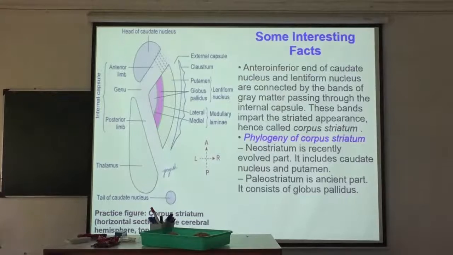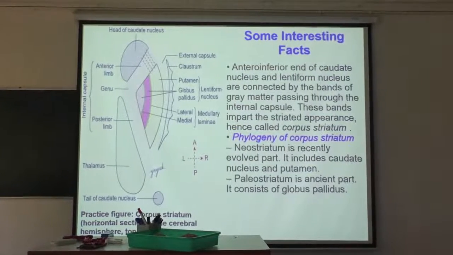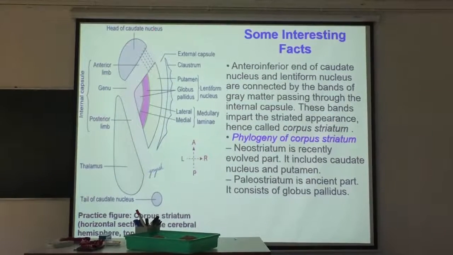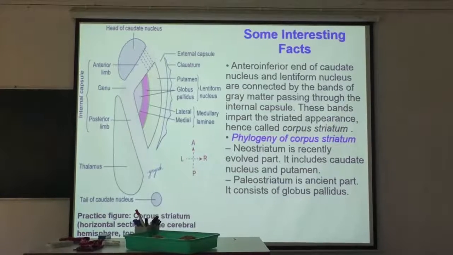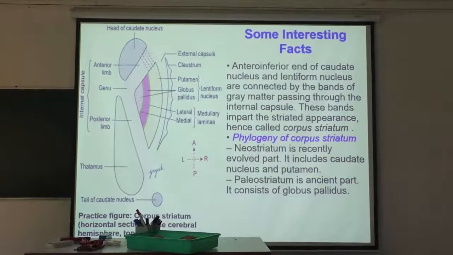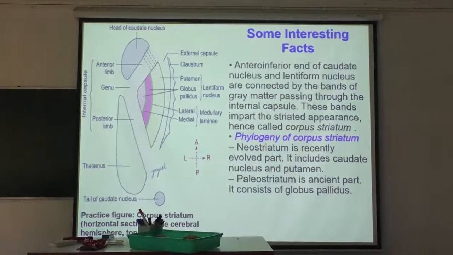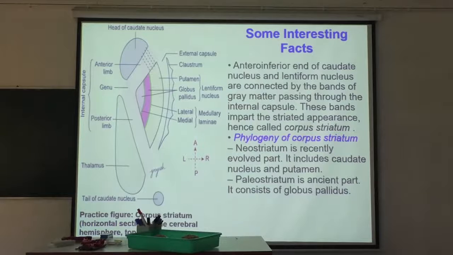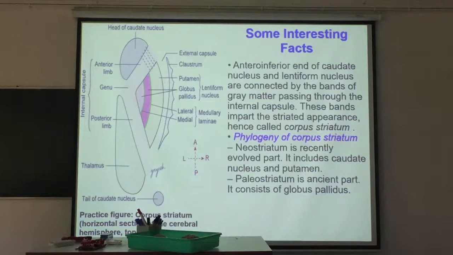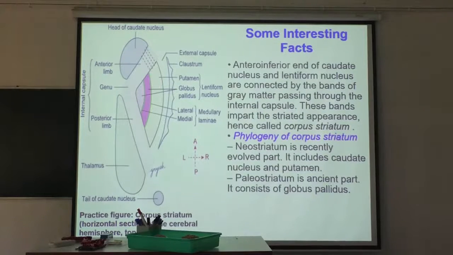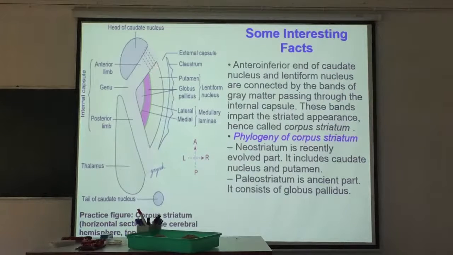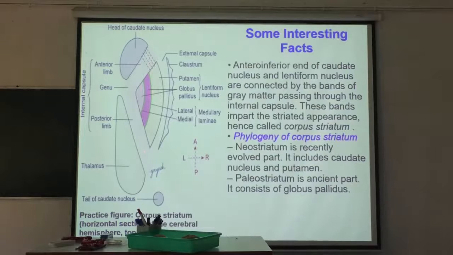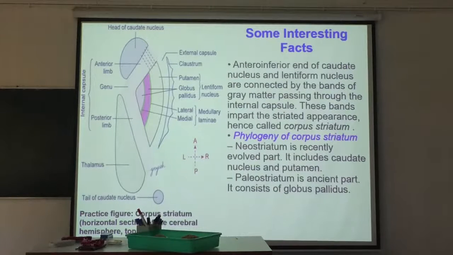See here, this L-shaped structure is the internal capsule. Medial to the internal capsule, anteriorly there is the caudate nucleus, and posteriorly there is the thalamus. Lateral to the internal capsule lies the lentiform nucleus, which consists of the outer part, laterally the putamen and medially the globus pallidus, and this green line represents the white matter line.